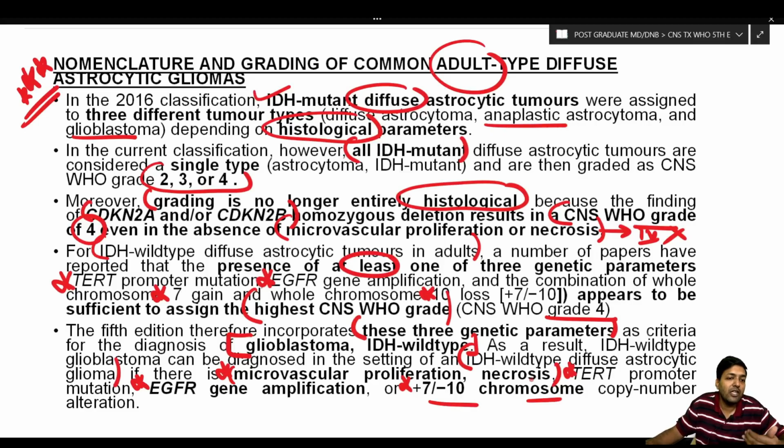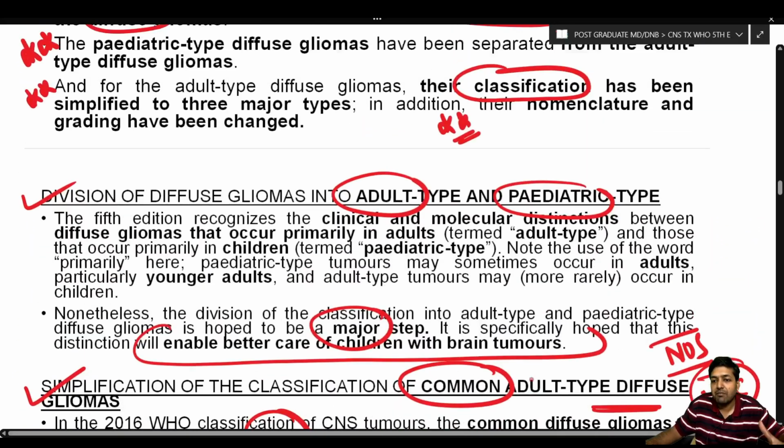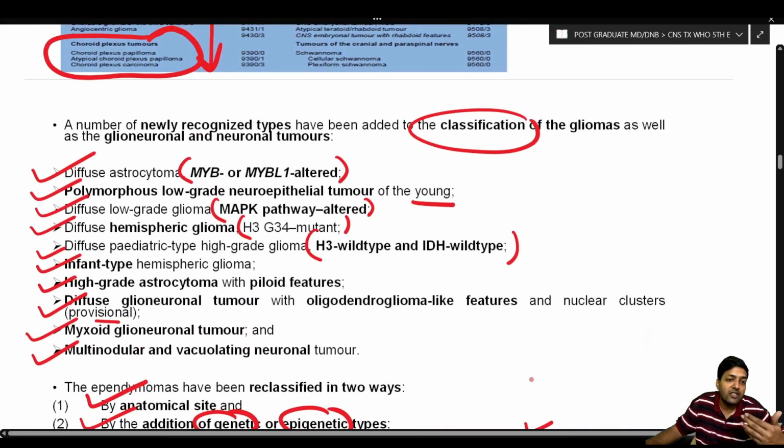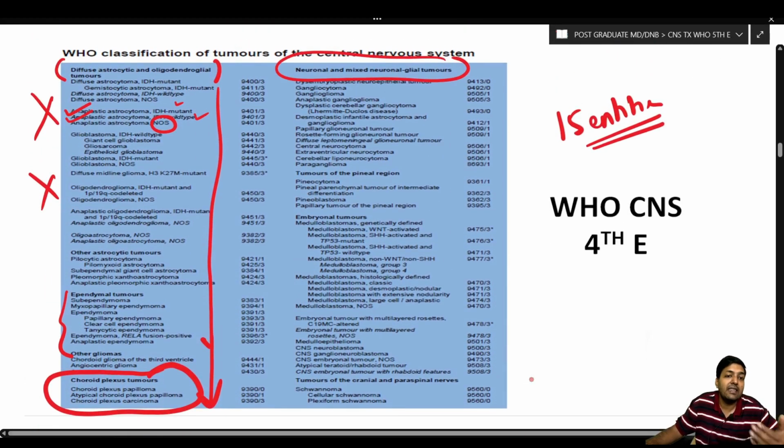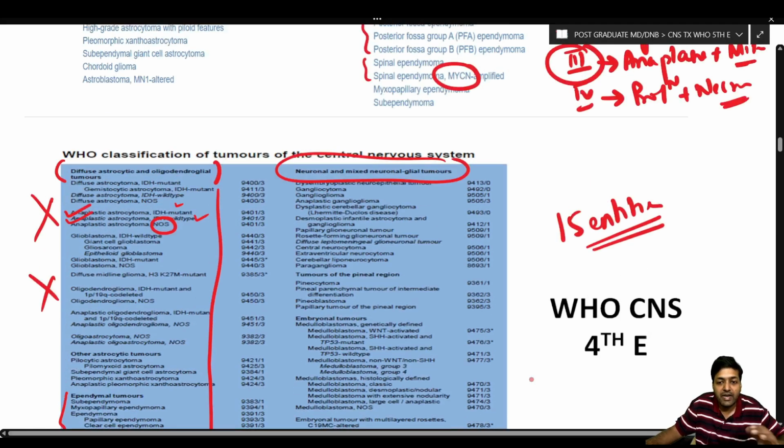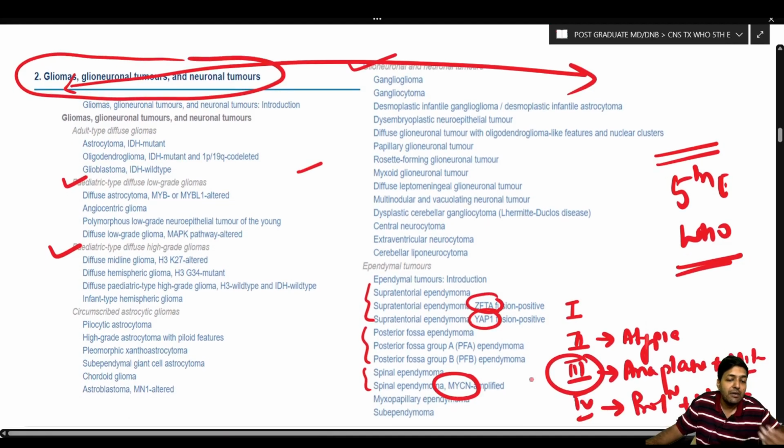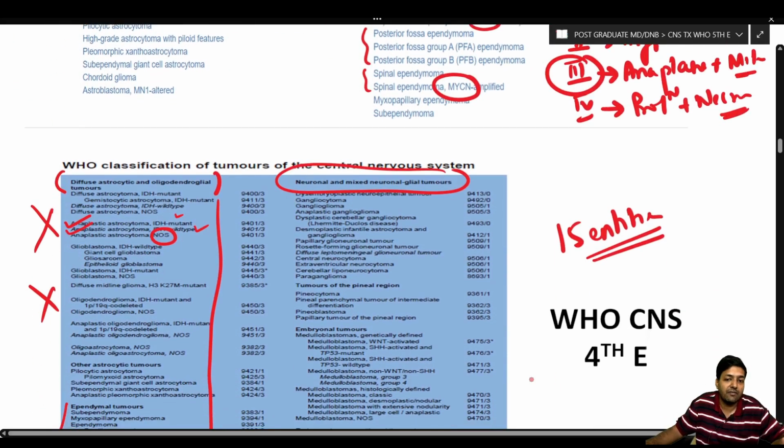Okay, so this is about the nomenclature and the grading of common adult type diffuse astrocytic gliomas. With this we have completed in detail what the changes are in the classification of diffuse gliomas when we compare the CNS 4th edition to the 5th edition. What is the difference in the classification?